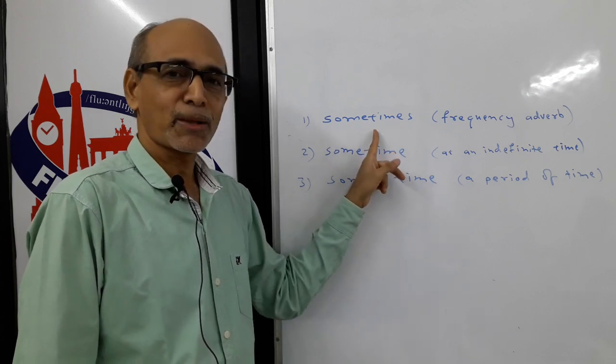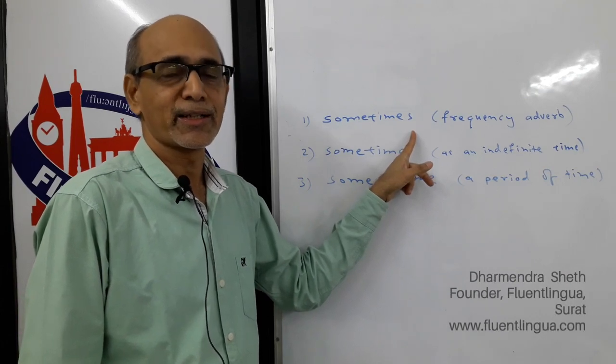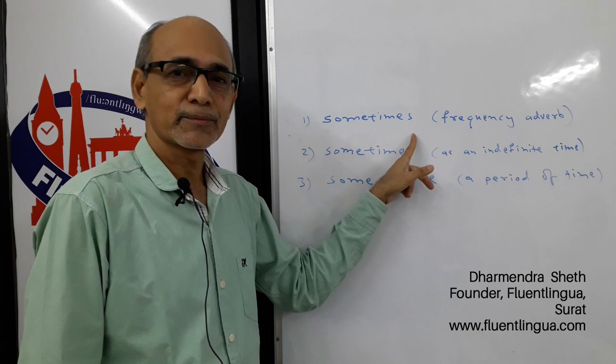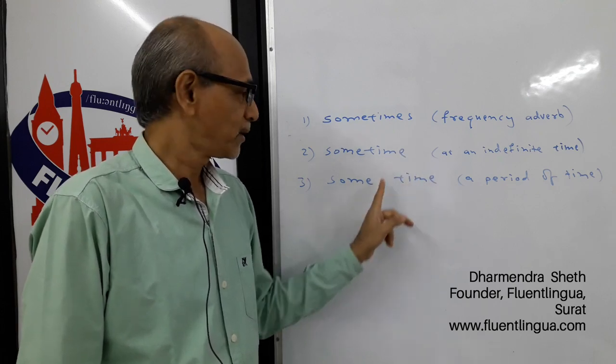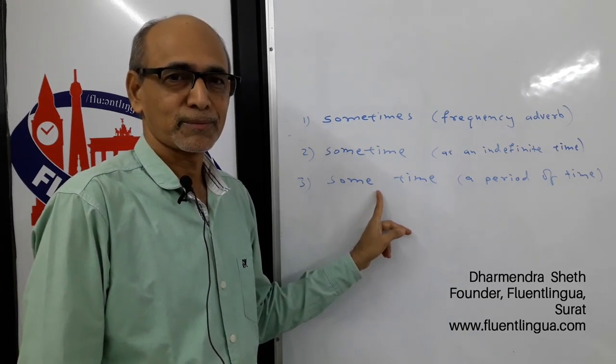So the first is sometimes with s at the end and in sound z at the end. Sometimes. I sometimes visit my friends. Second, sometime. Come home sometime. And this third, please spend some time with us.